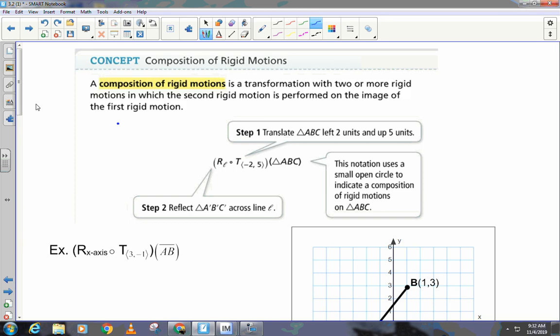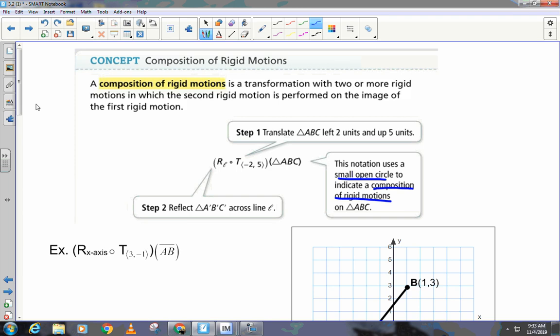Okay. Now we want to talk about what happens when you do more than one transformation at a time. This is called a composition of rigid motions. It's a transformation with two or more rigid motions in which the second rigid motion is performed on the image of the first rigid motion. So it looks like this, and see how it's got a reflection over line L, and then it's a translation through the vector negative 2, 5, and we're moving triangle ABC. This little circle denotes a composition of rigid motions. A small open circle indicates a composition of rigid motions.